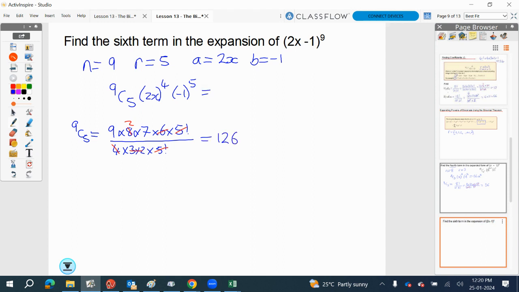So this is going to be, might need to do a couple of steps. We've got 126 times 2 to the 4? 16. Times minus 1. We can use our calculator for 16 times 126. Negative 2016 x to the 4. Okay.